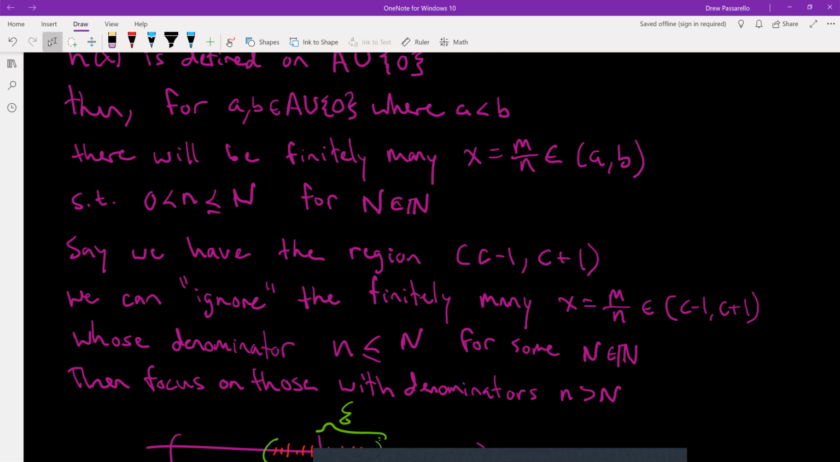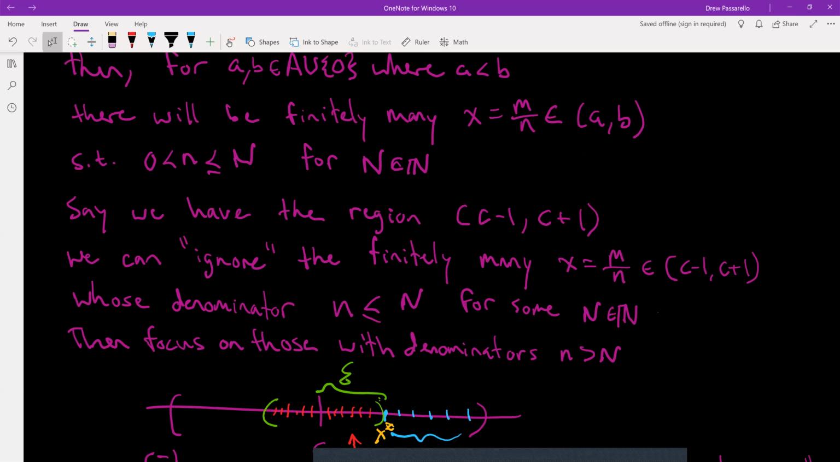Okay, and there are going to be infinitely many as you get shrinking fraction values: the denominator gets larger and larger, infinitely larger, and the fraction shrinks to 0. So there are going to be infinitely many rationals in that case where little n is bigger than capital N.